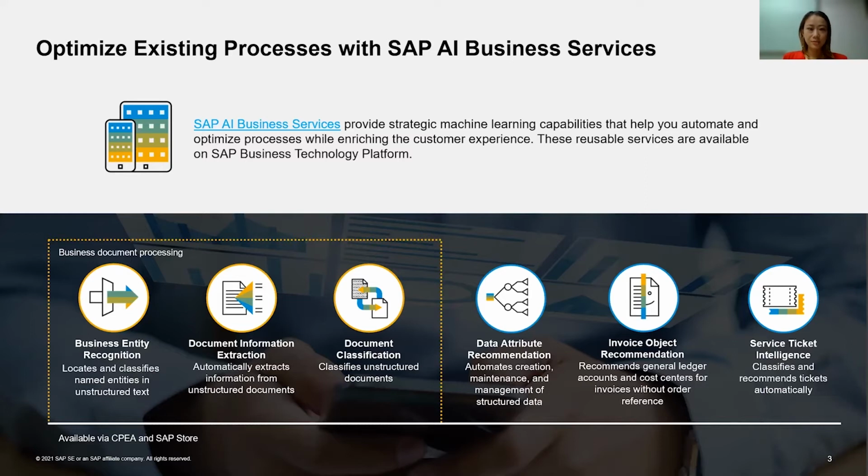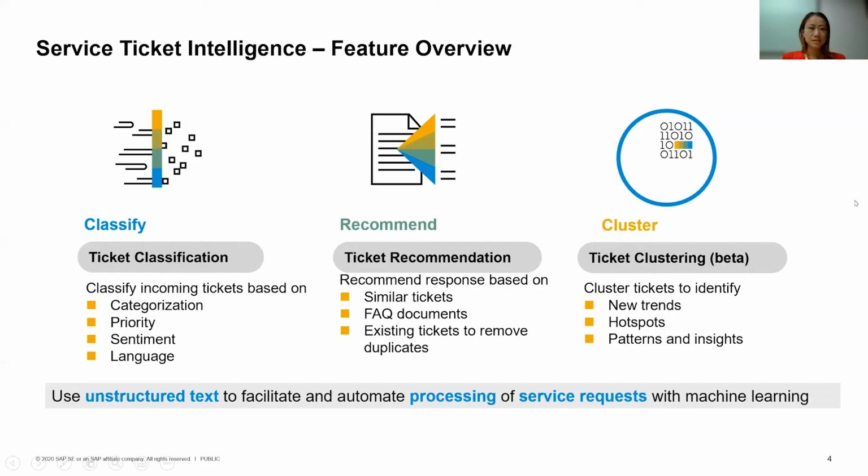So the focus scenario is ticket handling. We try to maximize the usage of unstructured text that sits inside the ticket content to provide insights for the ticket handling scenario. This is an overview of the features that are available for service ticket intelligence. I will focus on the ticket clustering, which is in the beta testing stage now. But let's look at what's already available and quite successful.